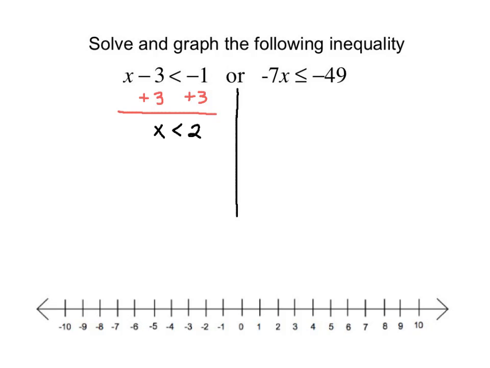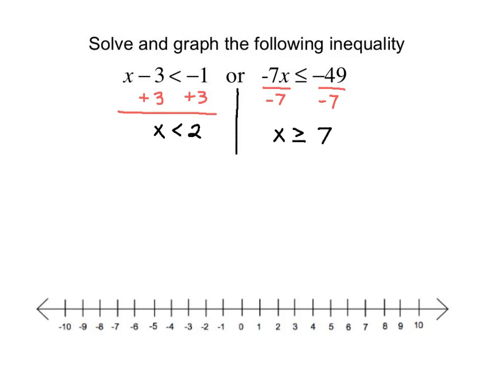I have a negative 7x that's being multiplied. So to undo the multiplication by a negative 7, I need to divide both sides by a negative 7. So if I divide by the negative 7, I am left with just x on this left-hand side, but since we divided by a negative, I am going to switch the inequality. So if I look back at the original inequality, which was a less than or equal to, it's been switched now to a greater than or equal to sign because we divided by that negative. And then the negative 49 divided by negative 7 becomes a positive 7. So here's our second inequality.